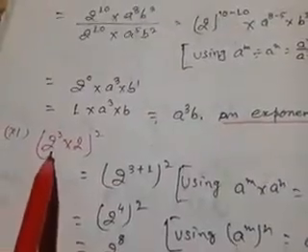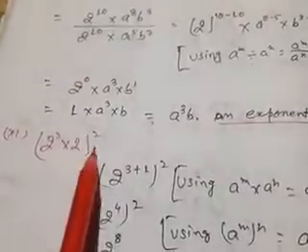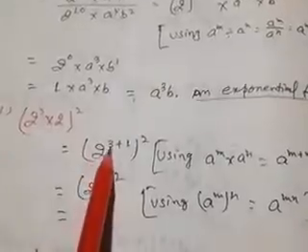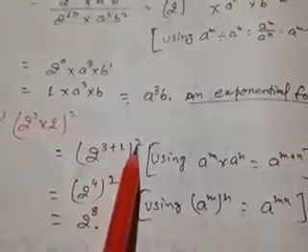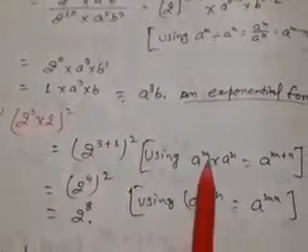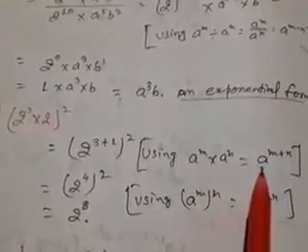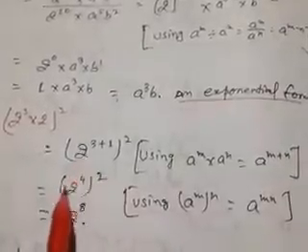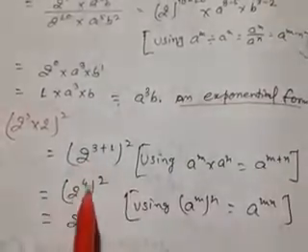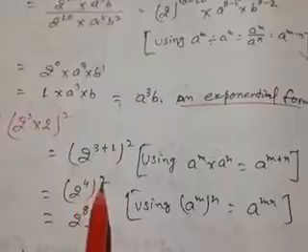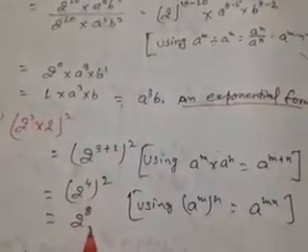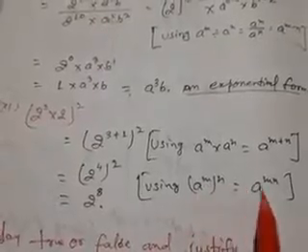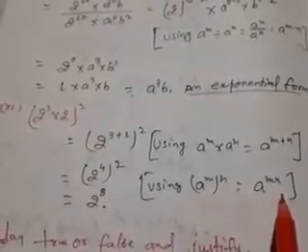Next is 2 cube multiplied by 2 to the power 2. We solve it: 2 to the power 3 plus 1, to the power square. Using a to the power m multiplied by a to the power n is equal to a to the power m plus n, it is 2 to the power 3 plus 1, 4 square, which is 4 times 2, 2 to the power 8. It is an exponential form. Here also we use this law: (a to the power m) to the power n is equal to a to the power m into n.